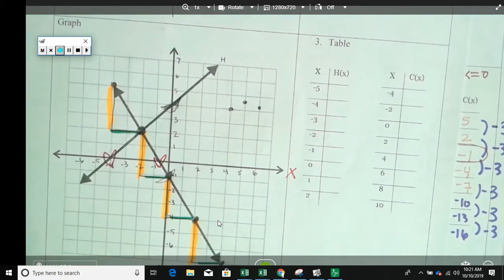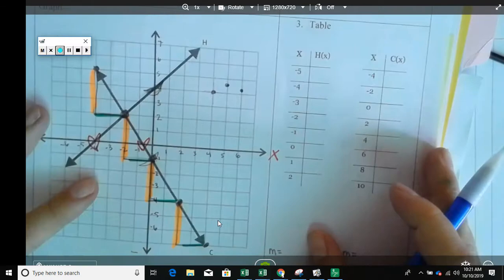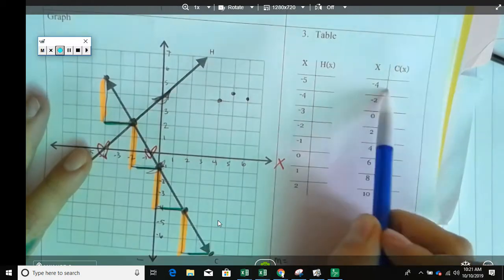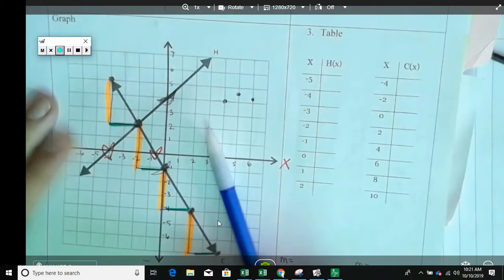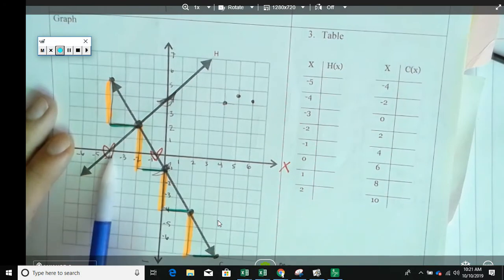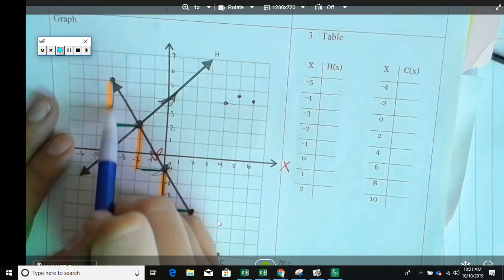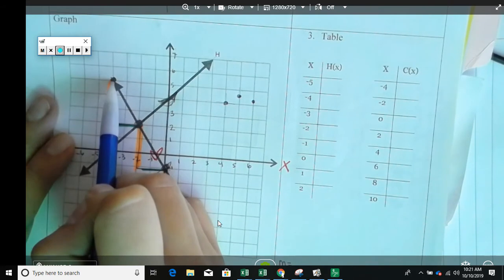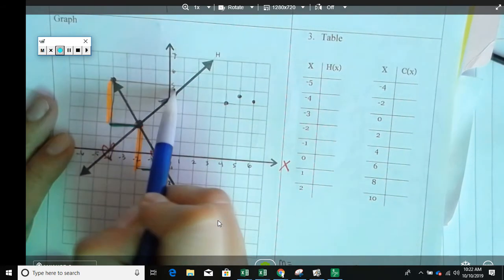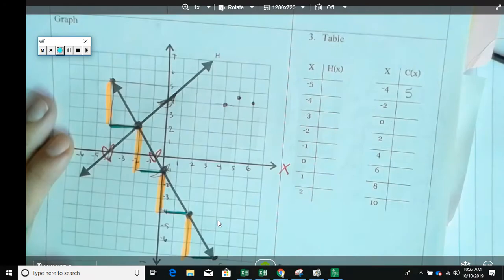Anyway, so we're going to do C together, and I'm going to have you do H. So on C, oops, sorry to give you a preview. So C, it says -4. That's the input -4. So here's -4. I move up. This is just like Q.9, which is due tomorrow. Here is the point, and I see what the output is. The output is 5. So I put in 5 in my table.